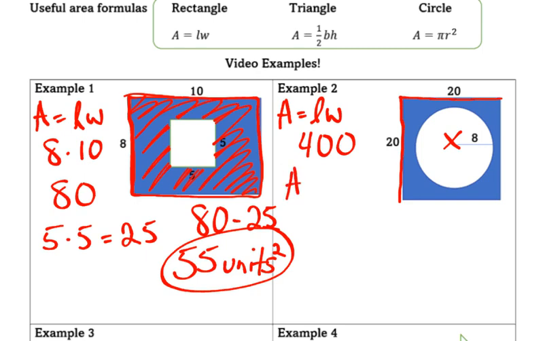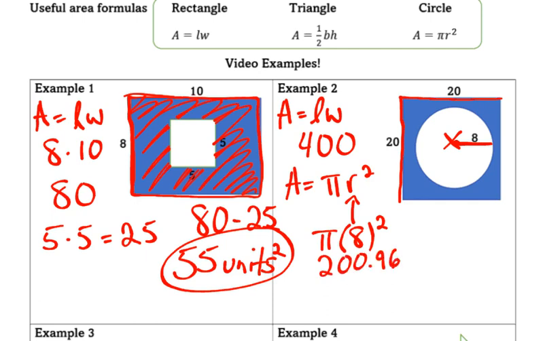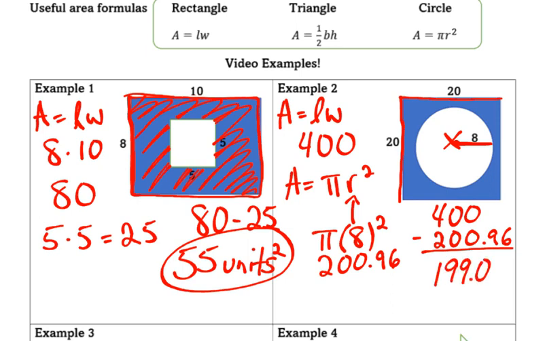Now I want to find the area of that circle, which is pi r squared, and the radius is what I'm given. That 8 is going halfway across the circle, so I can just directly plug that 8 in here. Pi times the radius of 8 squared. 8 squared is 64. 64 times pi is 200.96. So I'm going to do the whole area of 400 minus the unshaded part that I want to take away, and that leaves me with 199.04 units squared. That's the leftover blue section after you take away the unshaded circle.